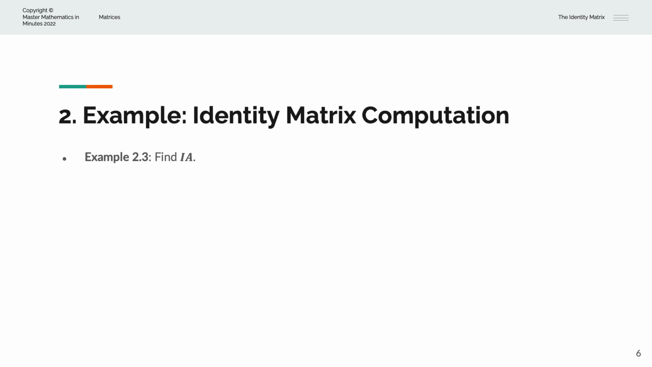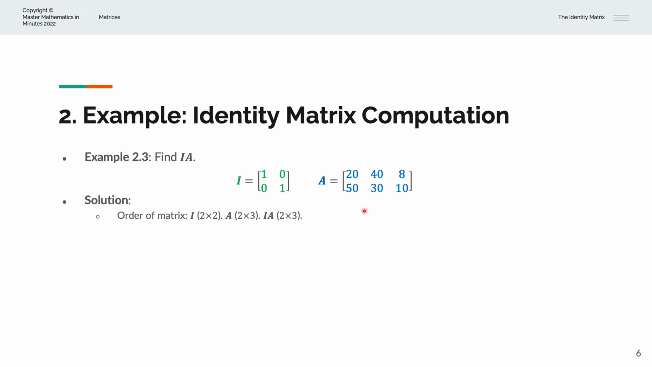In the third example, we're asked to find I times A, or the identity matrix multiplied by a matrix A. So we're given these two matrices here, and once again, we'll need to check the order of these two matrices. So we have matrix I as 2 by 2, 2 rows, 2 columns, matrix A as 2 rows and 3 columns. Because the number of columns of the first matrix equals the number of rows of the second matrix, we're able to multiply these. So the combined matrix is IA, and the number of rows is from the first matrix, and the number of columns is from the second matrix. So we have IA as 2 by 3.